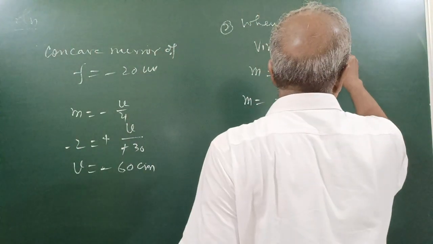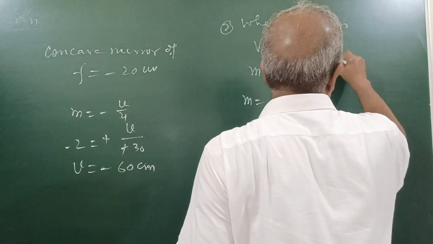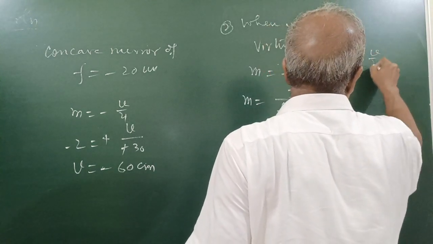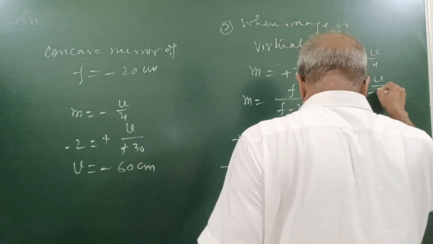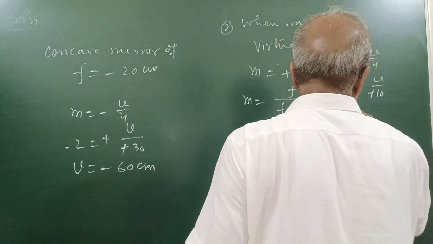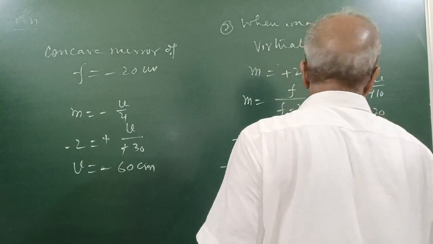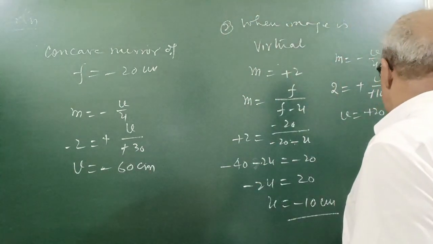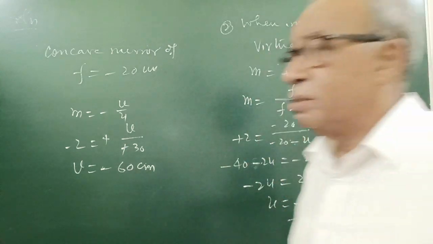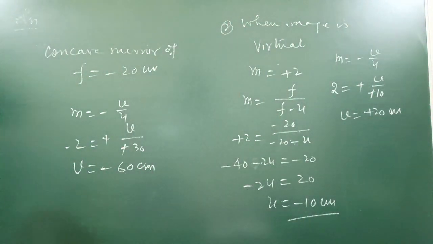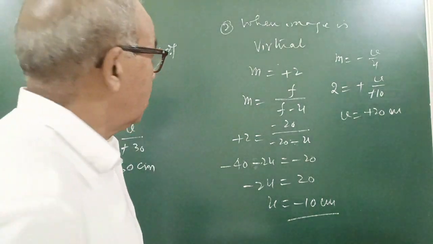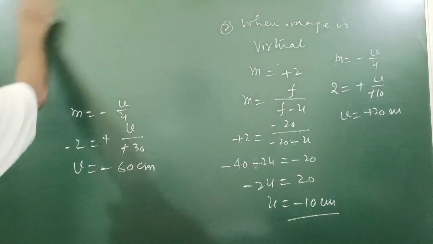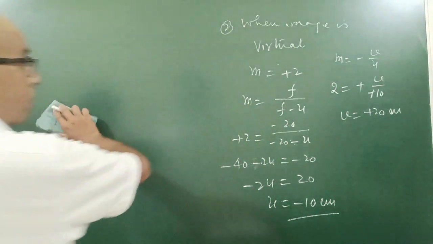Now V. M is equal to minus V over U, it is plus 2 equals minus V upon minus 10. So V equals plus 20. Plus 20 centimeter means the image will be behind the mirror. So please do practice, do many questions. This way I feel you are getting my point.